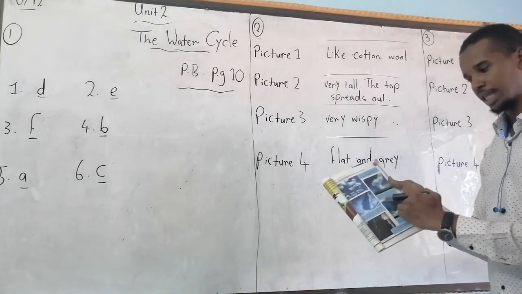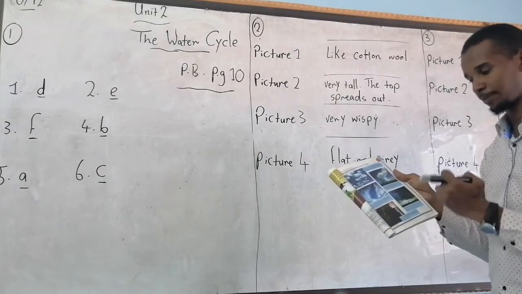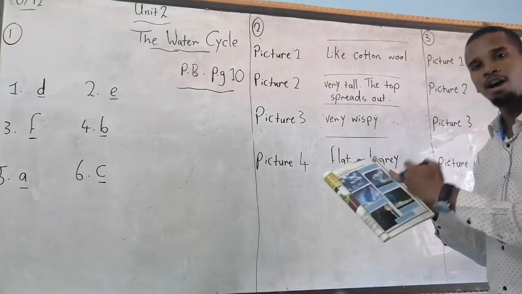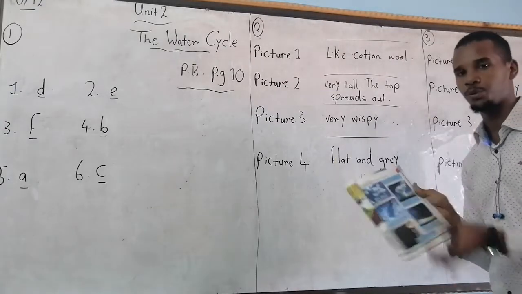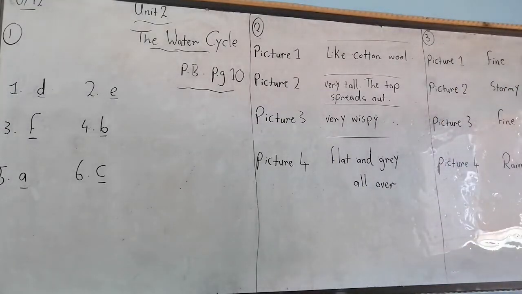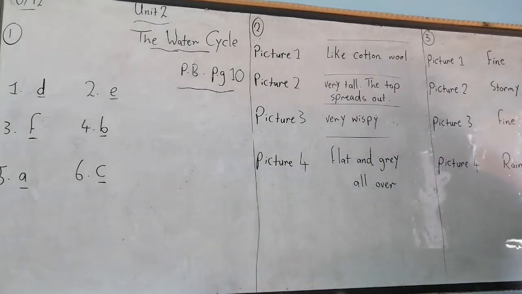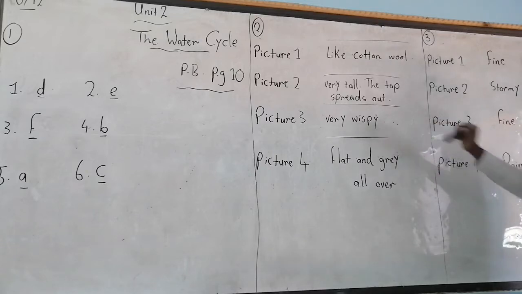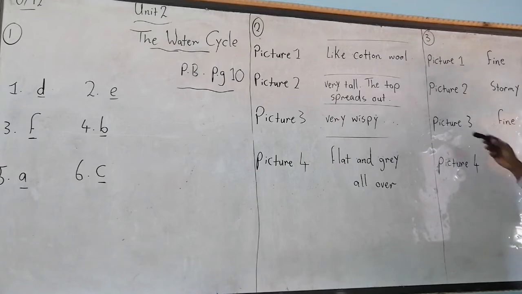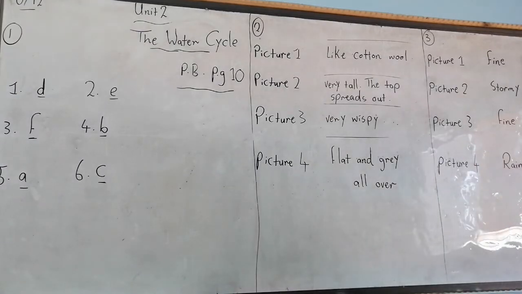Let's go to picture 2. These clouds are very tall, the top of this type of cloud spreads out. These are storm clouds. When you see them, you know very surely that the weather will be stormy, right? I'm sorry. Picture 3, very wispy. The weather will be fine again, right? They are very wispy. The weather will be fine. In picture 4, it means that the weather will be rainy, or there will be a lot of rain.